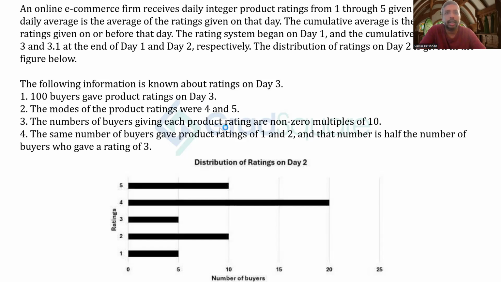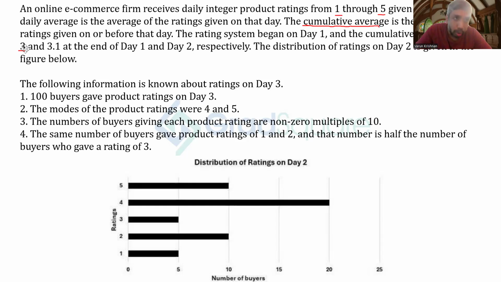They are telling us that each customer can give them ratings of 1 through 5, and they're describing something called cumulative average. So cumulative average is calculated as the average of all the ratings given on that day or before that day. So for example, when they say that the cumulative average of day 1 is 3, it means that if I add up the ratings of every single customer of day 1, and if I divide that by the total number of customers of day 1, then I will get 3.